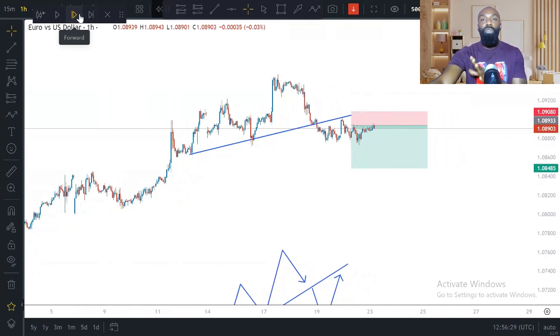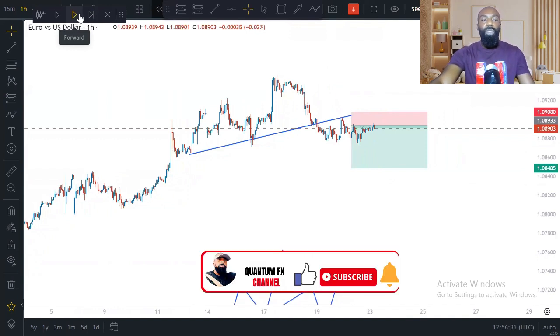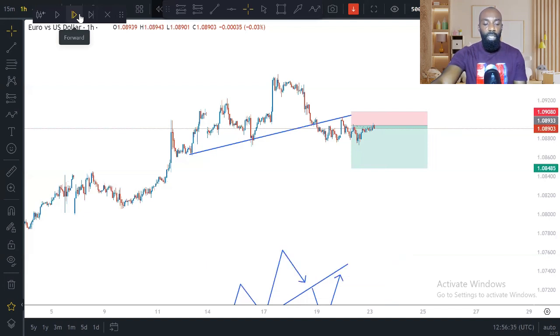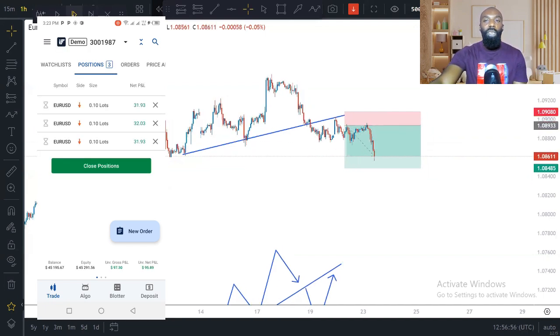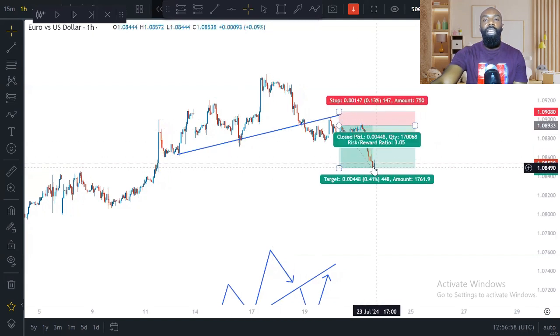Now, this particular trade I'm showing you here, I actually traded it. If you take a look at the screen here, let me quickly show you. You can see it. When I traded it, I actually recorded it. Okay, so you can see it here on your screen. So let's continue and see what price is going to do here. You can see the price just hit our take profit here.